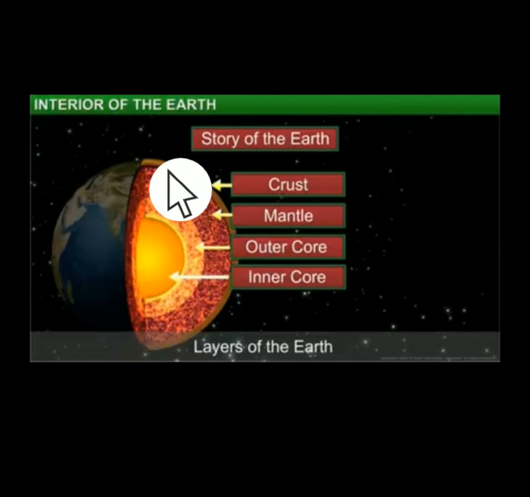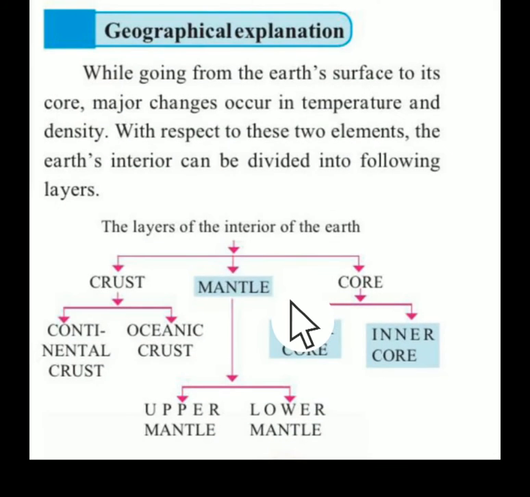So today what we have, the earth is here, we can see it on your screens. The outermost layer, my dear students, is called the crust. Then we have the mantle, then the outer core and the inner core. We will be dealing with all of these in the lesson ahead. Now my dear students, we shall straight away move on to the geographical explanation.